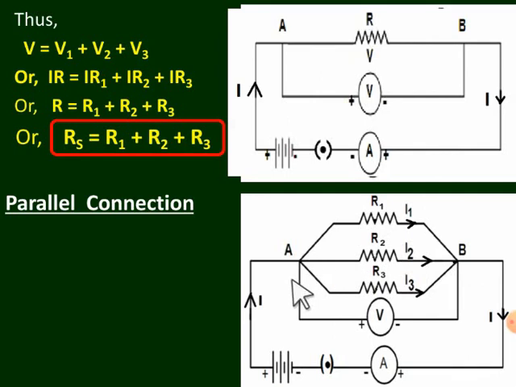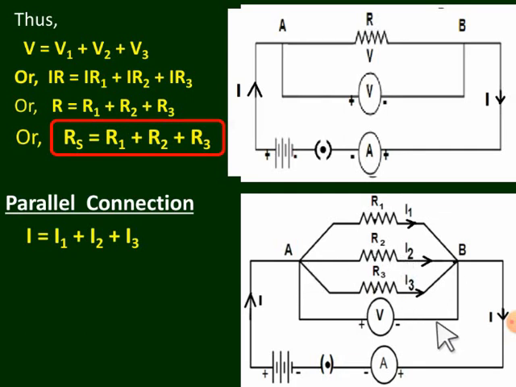But here in the case of parallel connection, the total current will be equal to the sum of the currents flowing through the different resistors. So your I will be equal to I1 plus I2 plus I3. That is the second special property for parallel connection. Got it? The total current is equal to what? The sum of the currents flowing through different resistors. The second property is what? The total current is equal to the sum of the currents flowing through the different resistors. What was the first property? The same potential difference across the different resistors.